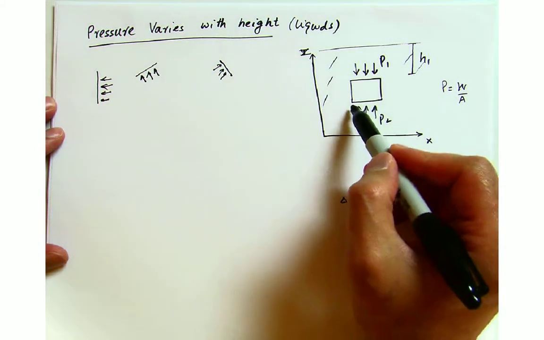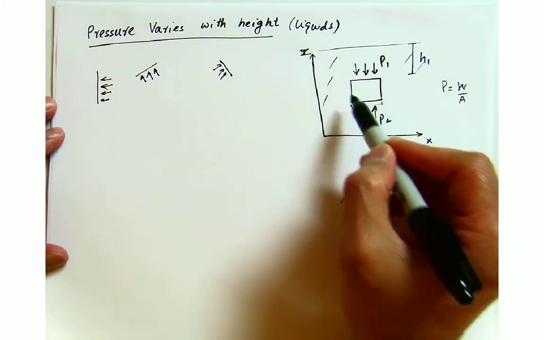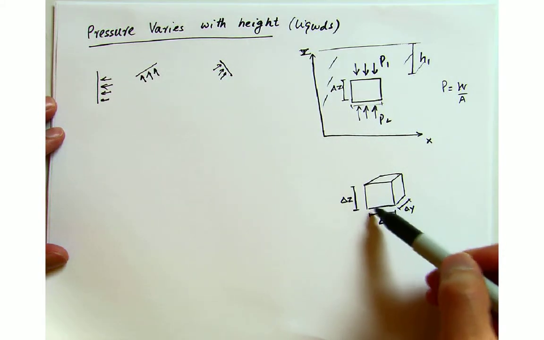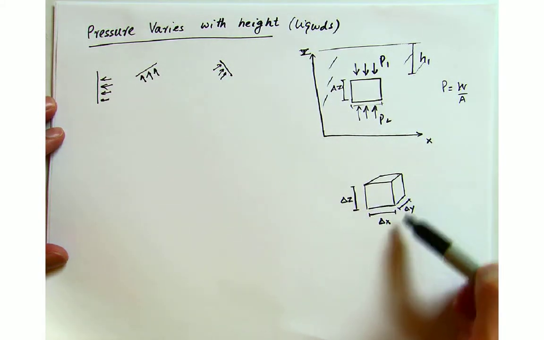This distance is delta x, this distance is delta z, and I have defined this fluid element over here which also has this delta y.